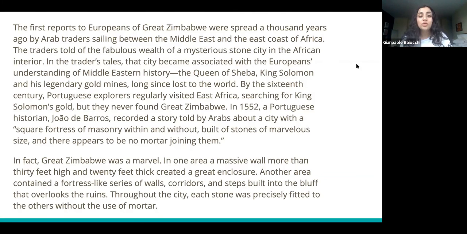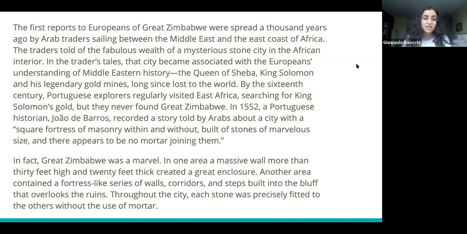The first reports to Europeans of Great Zimbabwe were spread 1,000 years ago by Arab traders sailing between the Middle East and the east coast of Africa. The traders told of the fabulous wealth of a mysterious stone city in the African interior. In the traders' tales, the city became associated with the Europeans' understanding of Middle Eastern history: the Queen of Sheba, King Solomon and his legendary gold mines, long since lost to the world.